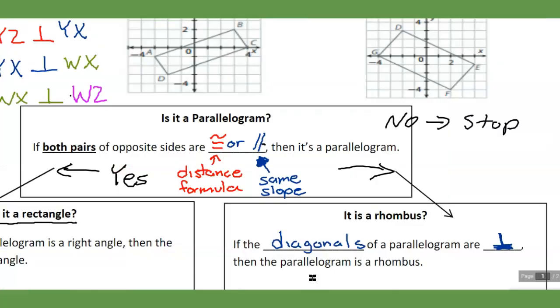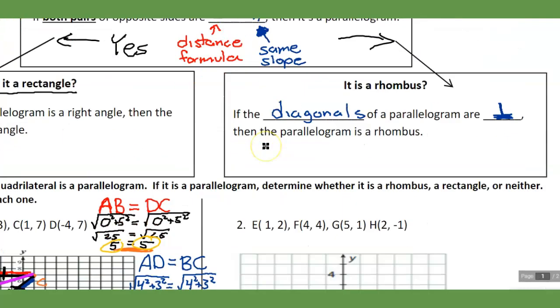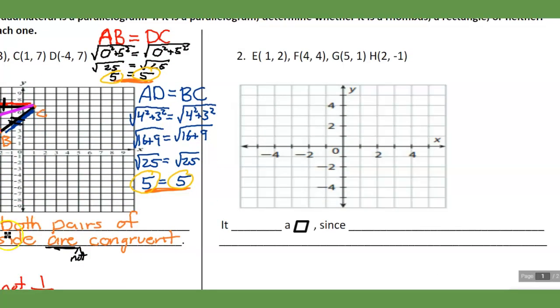And this time, well, we started off with saying you have a choice. Show the sides are congruent or show they're parallel. So let's do the second part here and show this time that the parallelogram has 2 sets of parallel sides. But first, plot them out and be careful. So 1, 2 is E, 4, 4 is F, 5, 1 is G, and 2, -1 is H.